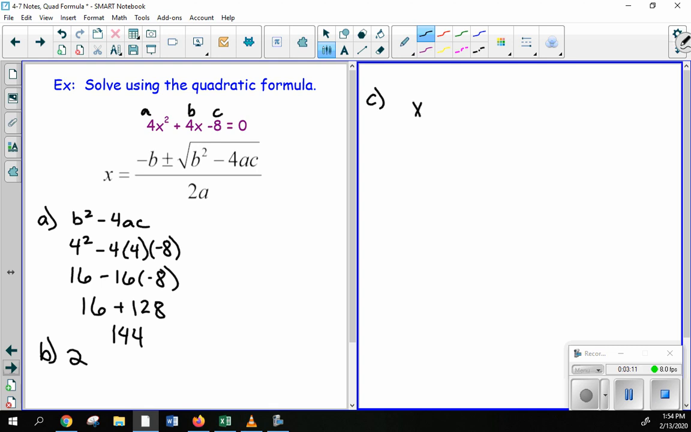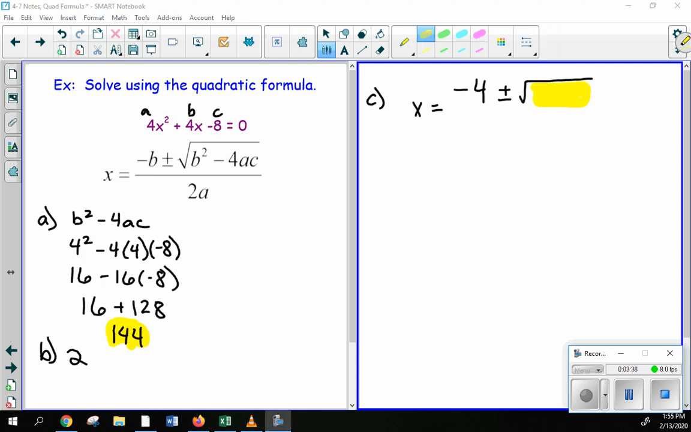So I have x equals negative b. So negative b would be negative 4, because my b value is 4, plus or minus the square root. Now here's something that is kind of a shortcut for you. Since you already found the value of the discriminant over here, go ahead and plug it in underneath your square root. Then we don't have to do all that work over again. And then divide it all by 2 times 4.